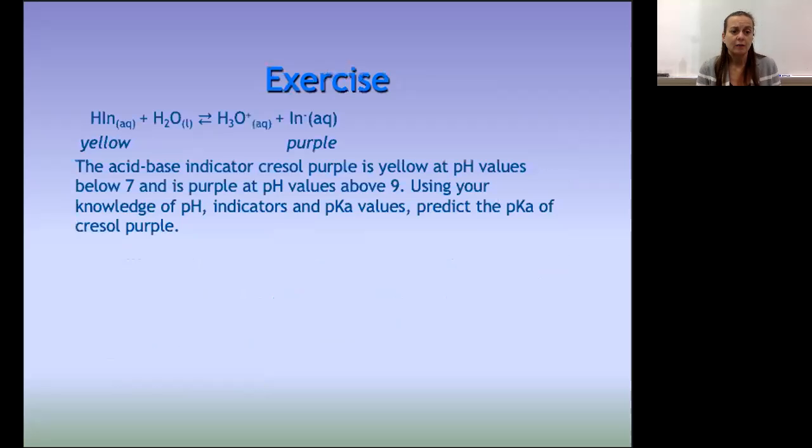So a little practice. We have the acid-base indicator, cresol purple. Cresol purple is yellow if the pH is below 7, and it's purple when the pH is above 9. So knowing what you know about pH, what you know about indicators, what you know about pKa values, can we predict the pKa of cresol purple? Well, we know that an indicator changes at plus or minus 1 pH unit of its pKa. So that tells me that the pKa of cresol purple must be 8.